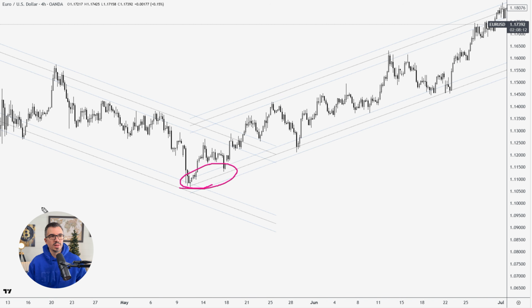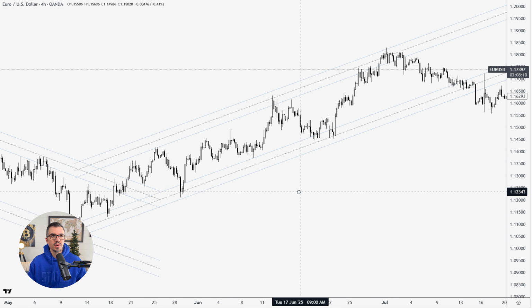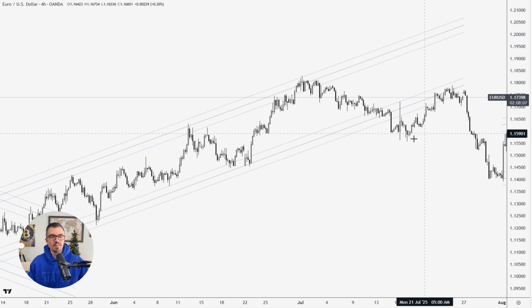So moving forward, let's see what we have here from the euro. Right here, we get a break below this. Notice how this isn't just a 1 or 2 candle thing. This is multiple candles, basically an entire day trading below here.